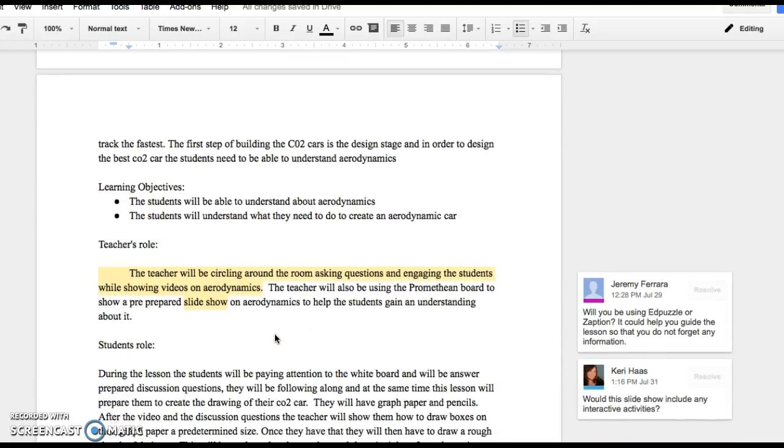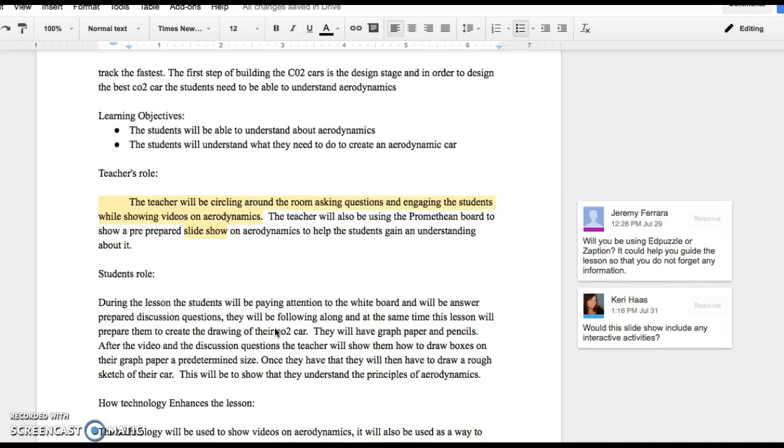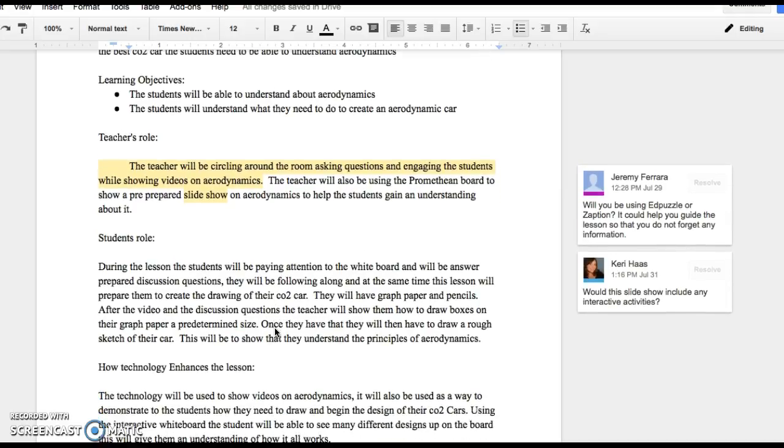When we talk about this, we're going to show videos and we're going to do a slideshow. We'll use different software to come up with videos on aerodynamics, show them in the classroom, maybe something a little interactive with flip charts and so forth and so on. But then they need to pay attention to this, and answer discussion questions. That's where the Edpuzzle comes in handy, because it'll give them the discussion questions as we are teaching the lesson.